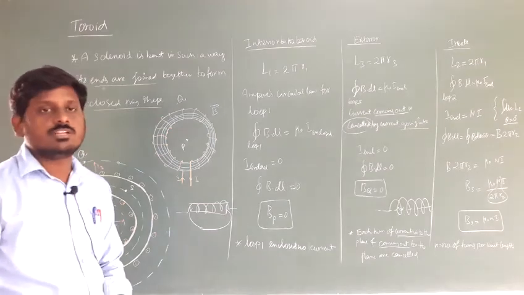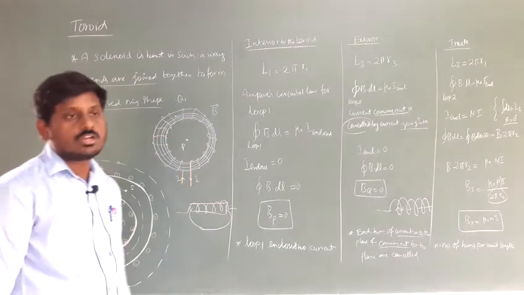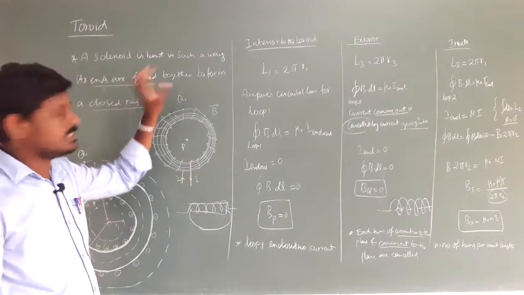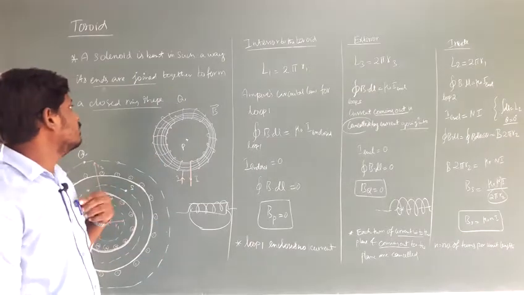Good morning students, 12th standard physics lesson 3, magnetism. In this class we are going to discuss the toroid. A toroid is nothing but a solenoid bent in such a way that the two ends are joined together to form a closed ring shape.